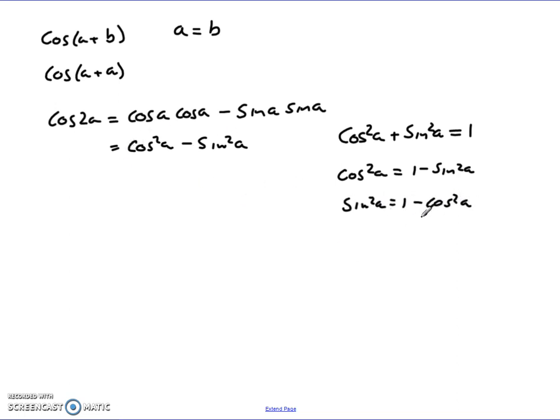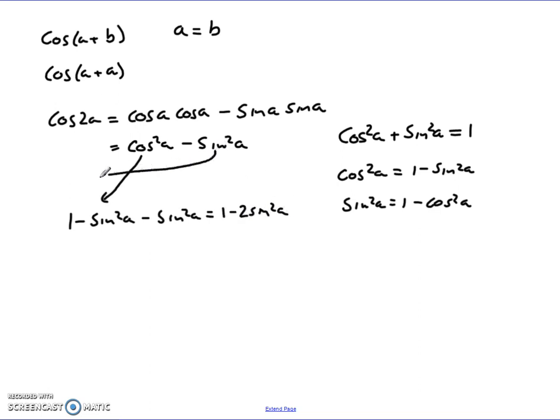So this gives me a way of taking this and putting it in terms of either of these functions on their own. So let's imagine I substitute in for the cos squared. I would end up getting 1 minus sine squared A, take away sine squared A, which would give me 1 minus 2 sine squared A.